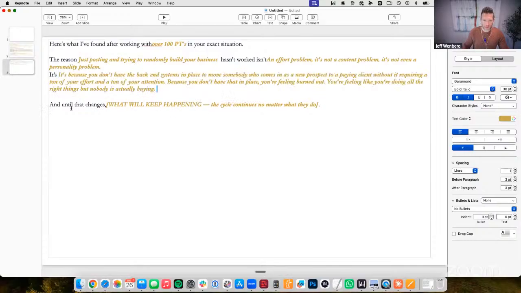And then until that changes, this is the cycle that they're on. You're going to keep posting 3 times a day, keep maxing out your client list on the gym floor, keep feeling completely burned out and exhausted at the end of every day without having anything to show for it. And then the next day you start it over again.